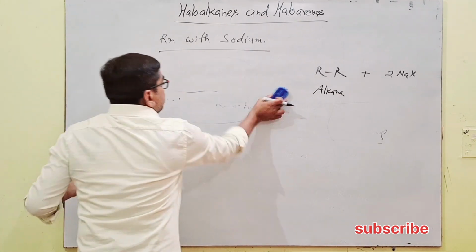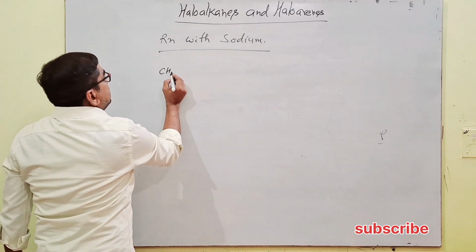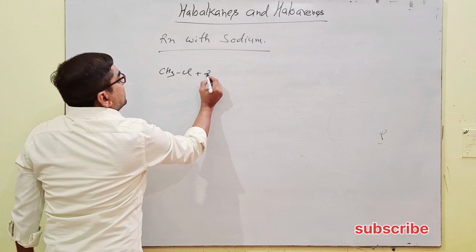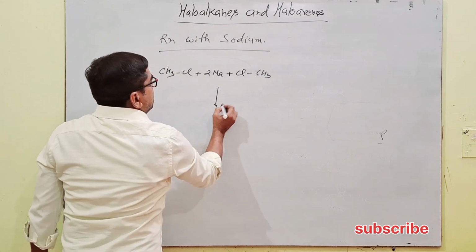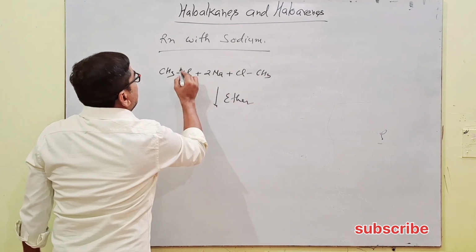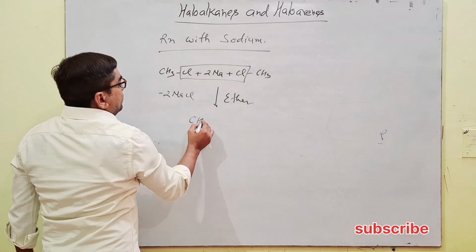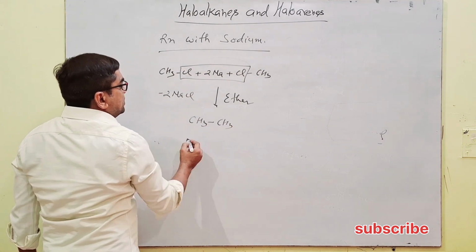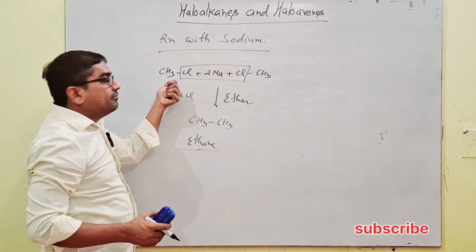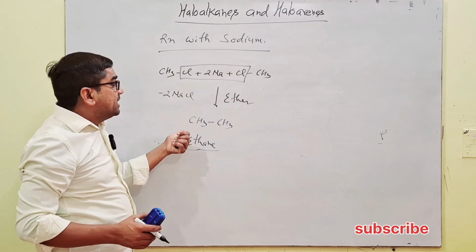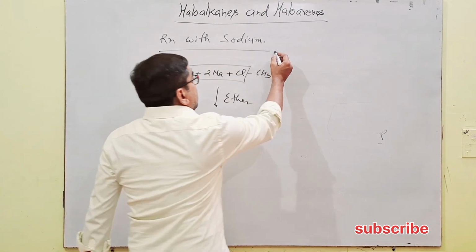So a real example of Wurtz reaction is CH3Cl reacting with sodium, two molecules of CH3Cl, in ether medium. Now 2 NaCl are eliminated, forming CH3 single bond CH3, ethane. The parent alkyl halide had 1 carbon, and here the alkane has 2 carbons. Ethane is obtained.